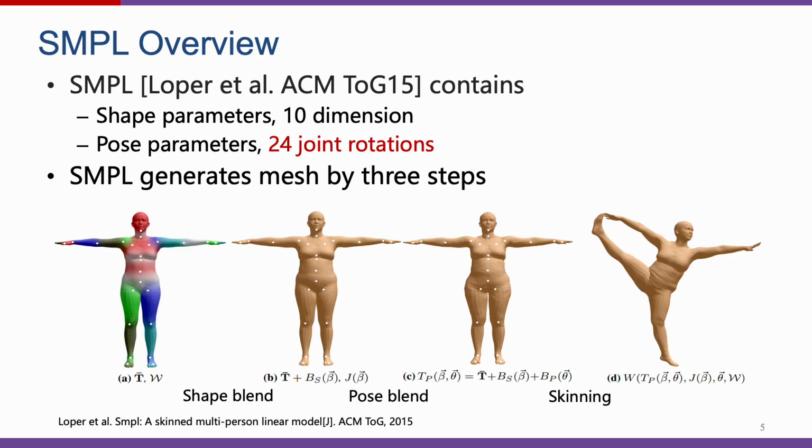So let's take a look at SMPL here briefly. SMPL was proposed by Loper in 2015 and contains shape and pose parameters to generate the human body mesh. The shape parameters are a 10-dimension vector encoding the shape information of a person, and pose parameters contain 24 predefined joint rotations along kinematic chains. SMPL generates the body mesh in 3 steps, namely shape blend, pose blend and skinning. A detailed introduction of SMPL can be found in the original paper.